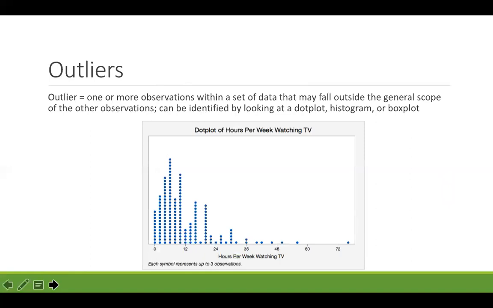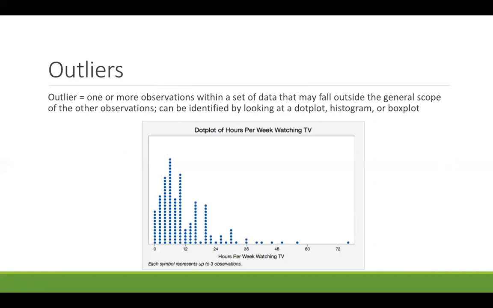So outliers. Outliers are one or more observations within a set of data that may fall outside the general scope of the other observations. You can identify them by looking at a dot plot, which is the example we have here, a histogram, or a box plot. Here you can see the outlier is the dot that is past 72 hours per week watching TV.